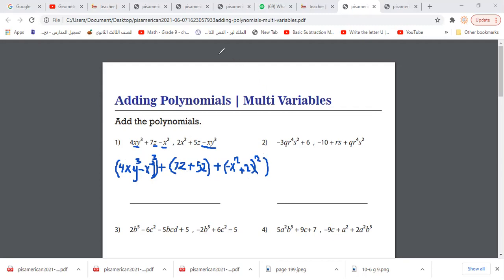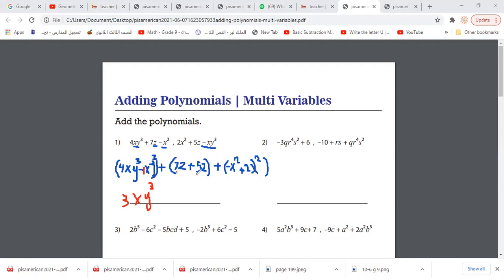Now we will start to simplify. Once you simplify, you will drop the same variable, xy to the power of 3. I will not touch the power or the exponent. But we have 4. The coefficient before this one is how many? It is 1. Then 4 minus 1 will be 3xy to the power of 3.